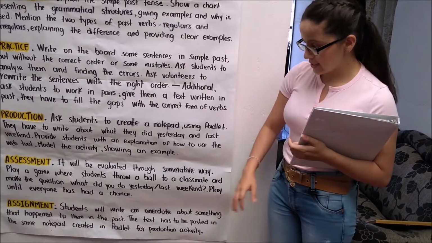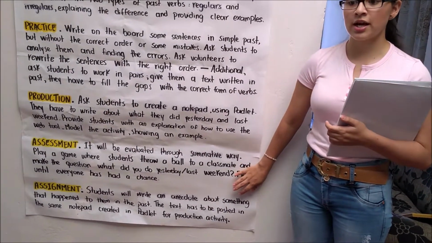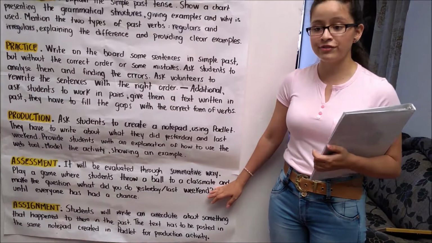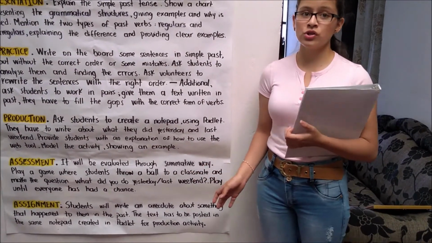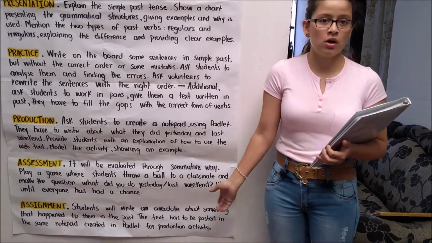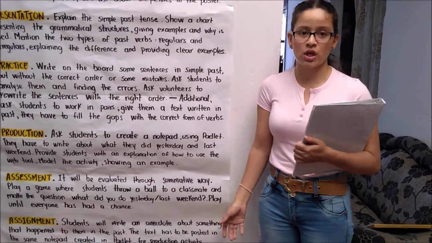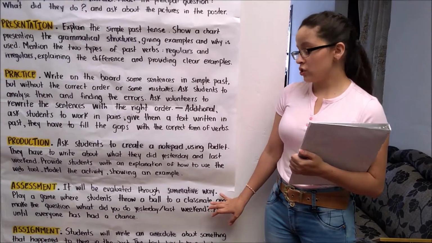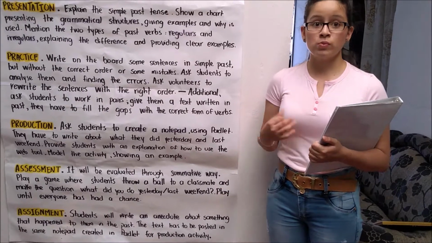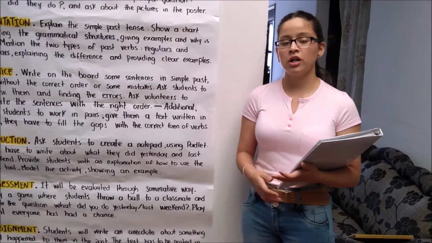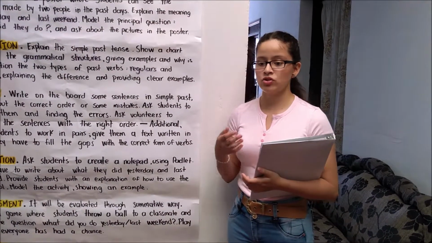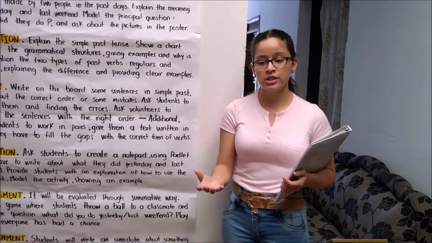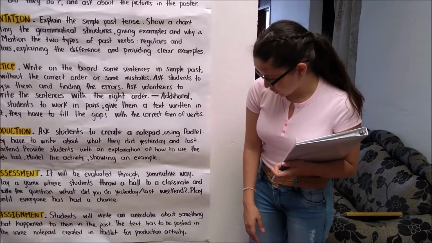Then we have the assessment part. This assessment has a timing of 15 minutes, and the only resource is a ball and the knowledge that the students have acquired. The lesson will be reviewed through a summative evaluation, and the teacher models a game where he throws a ball to one of the students and asks the question, what did you do yesterday or last weekend?